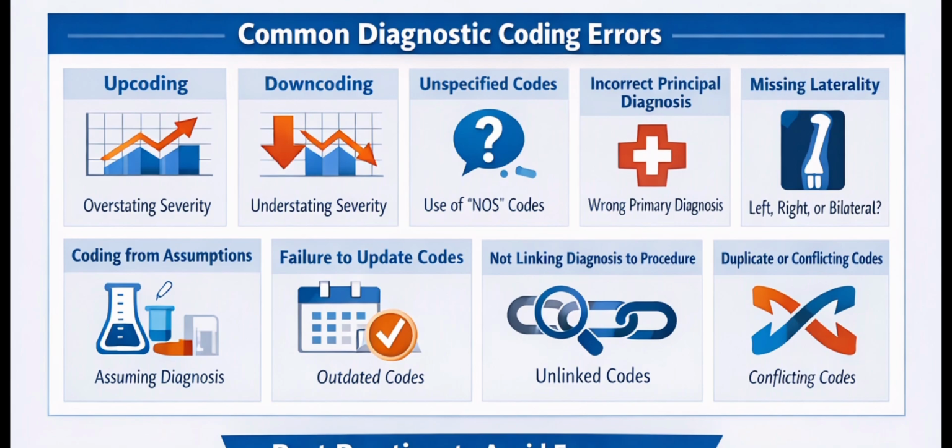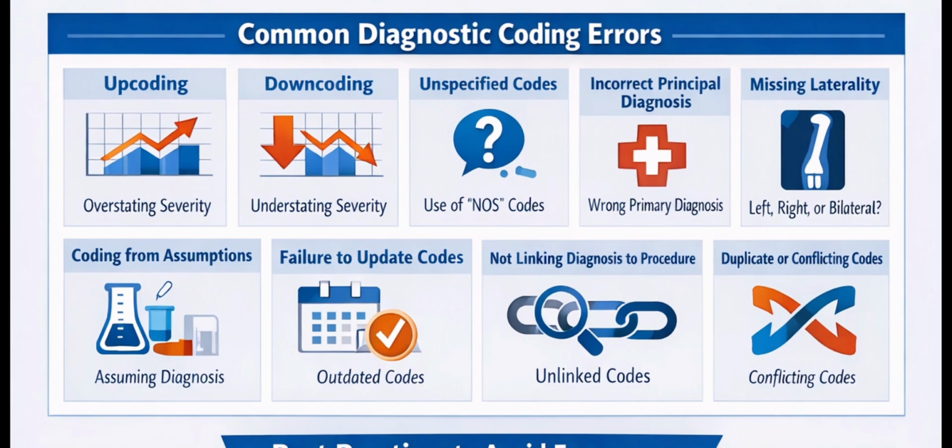What about missing laterality? It is defined as failing to specify left, right, or bilateral when required. For example, coding a fracture of an arm without identifying which arm. How to avoid it? Review documentation for laterality, use the coding manual, and read system prompts carefully.